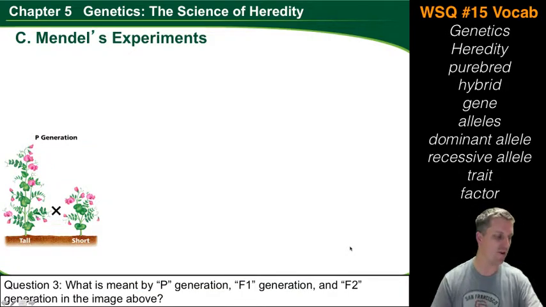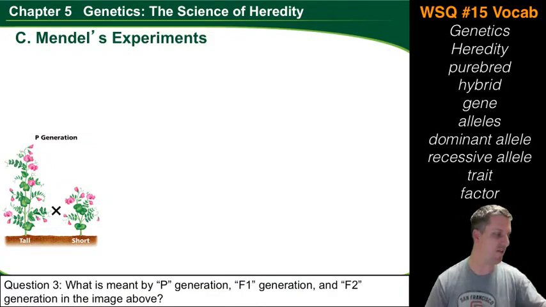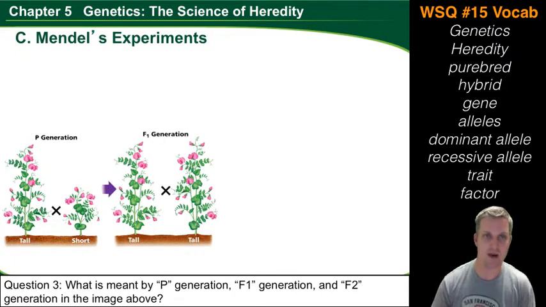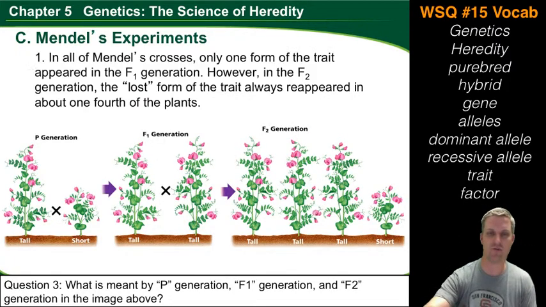Now, here's what Gregor Mendel found. He did that over and over and over again. Now, he would have these three generations.